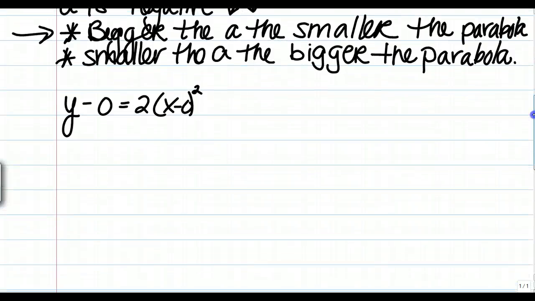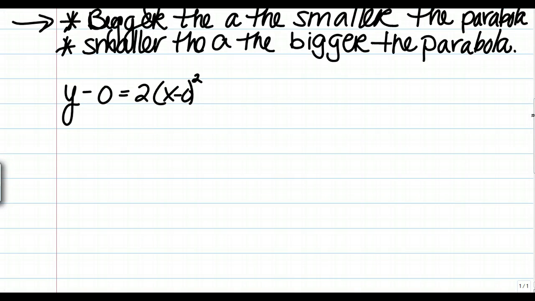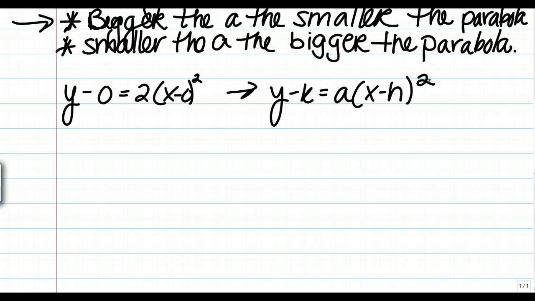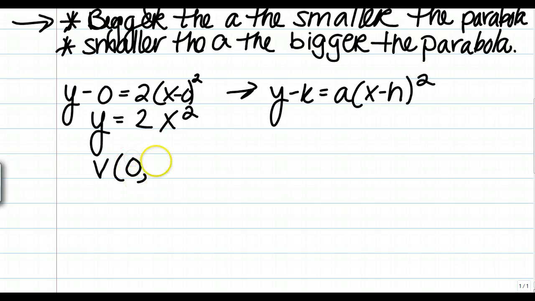When you look here, for example, if I gave you y minus 0 equals 2 times x minus 0 squared, we are looking at the y minus k equals a times x minus h squared equation. Normally this, however, would look like y equals 2x squared. If there's nothing minusing or adding to the x, then your h is 0. If there's nothing minusing or adding to the y, then your k is 0. So here you know that your vertex is 0, 0 because we're looking at h, comma, k.